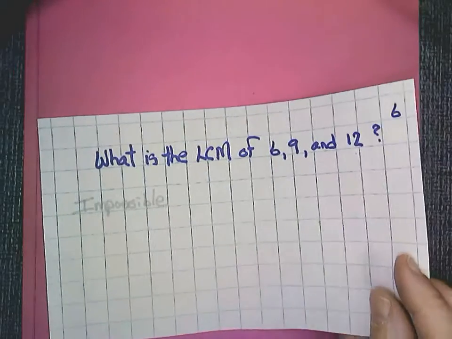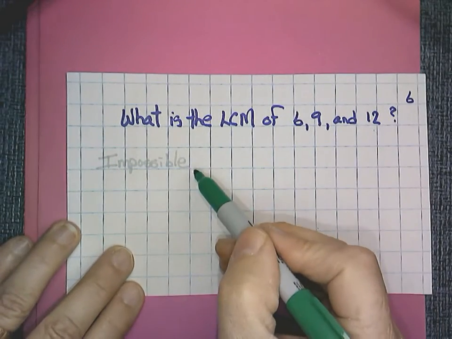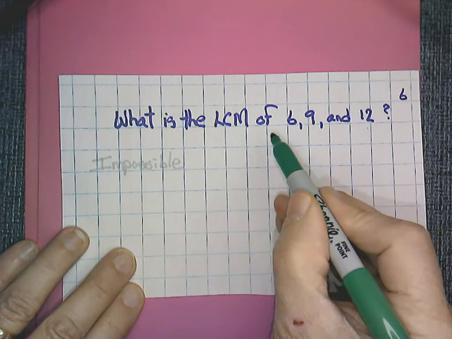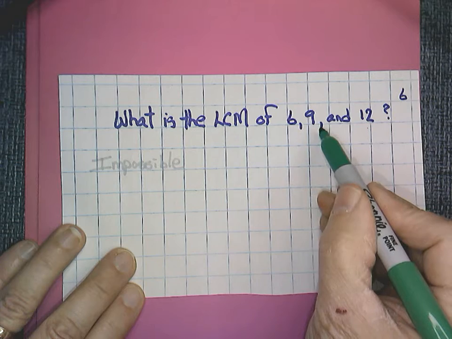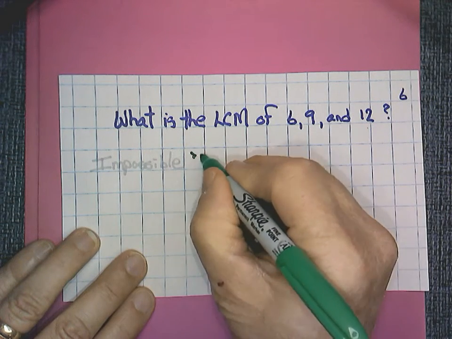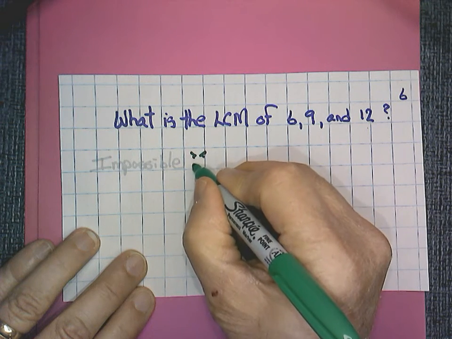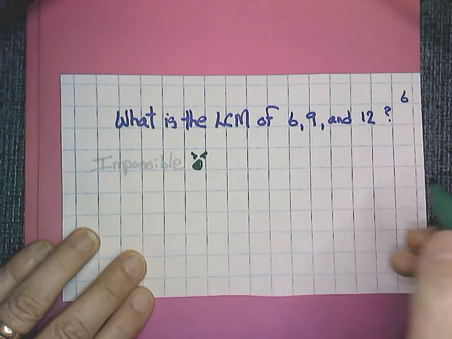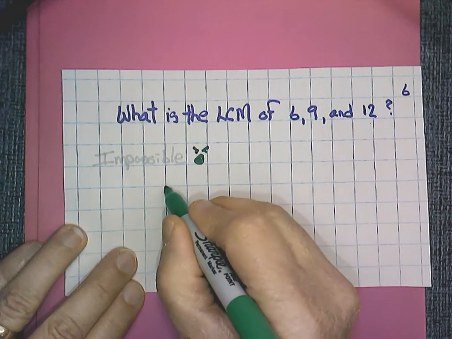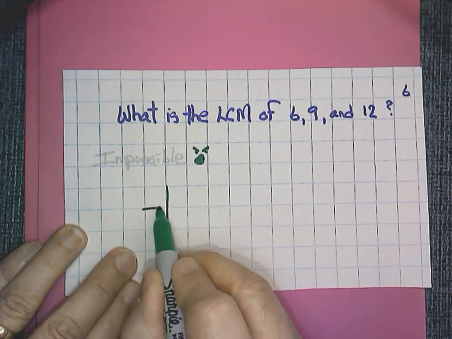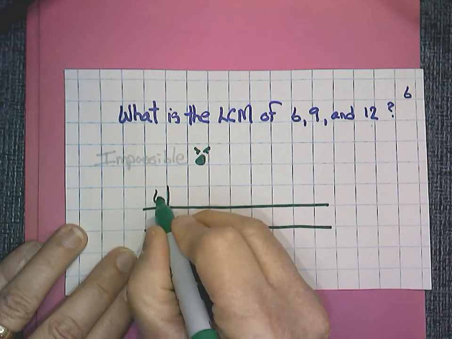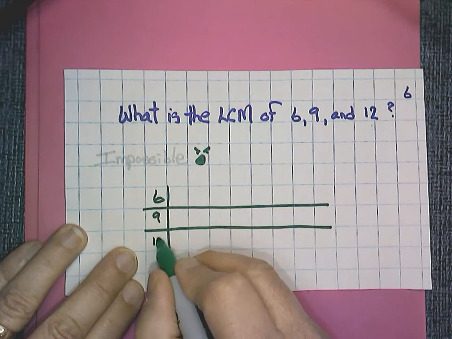Last one, I promise. This is like impossibly hard. You probably can't even do it, right? This is just too hard. What is the least common multiple of 3 numbers? 6, 9, and 12. So I don't know. What is an impossible face? Is this impossible? No, I'm kidding. So we're just going to make a T-chart like always for 3 this time. And we're just going to do the same steps, 6, 9, and 12.